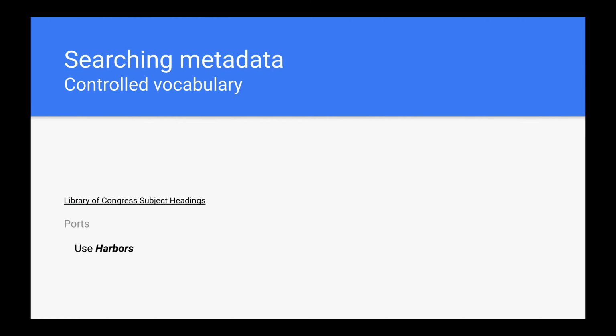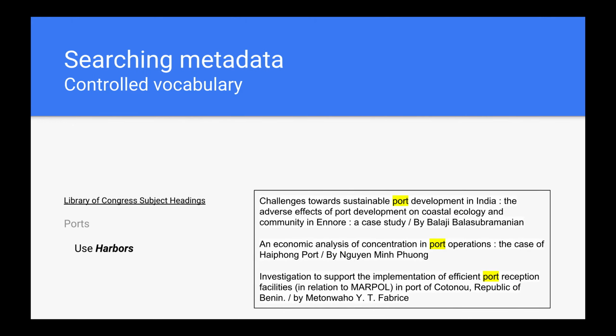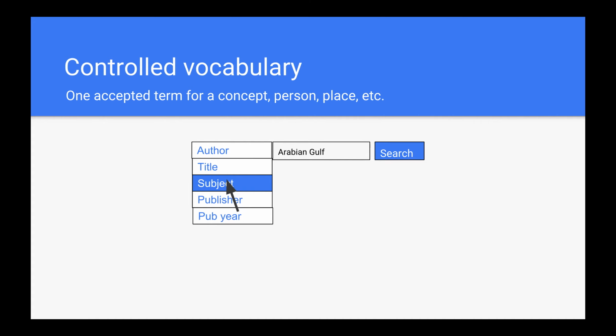Likewise, if you were looking for the subject term for works about ports in the Library of Congress's list of subject headings, you would be instructed to use the term harbors. Whether or not the document ever used the word harbors, you would still pull up the relevant works because all works on ports are encompassed under the heading for harbors. Again, with controlled vocabulary, there's one term accepted to describe a concept.